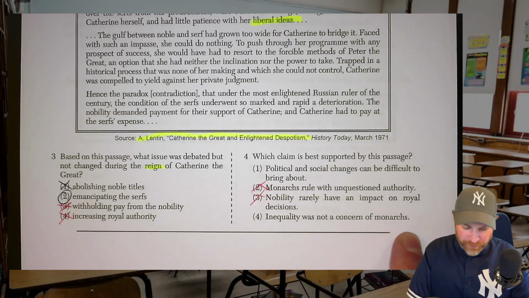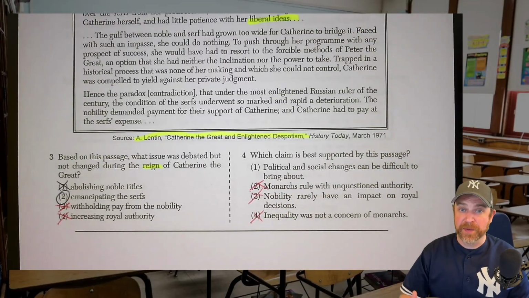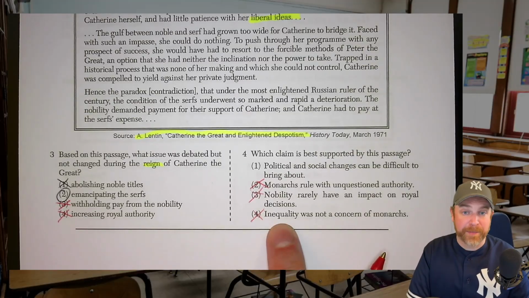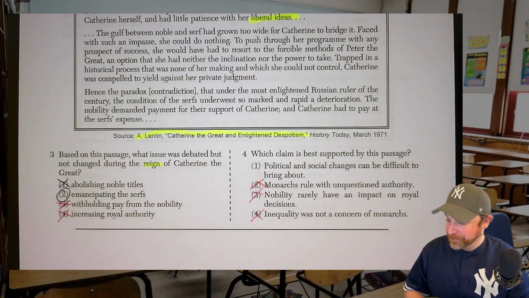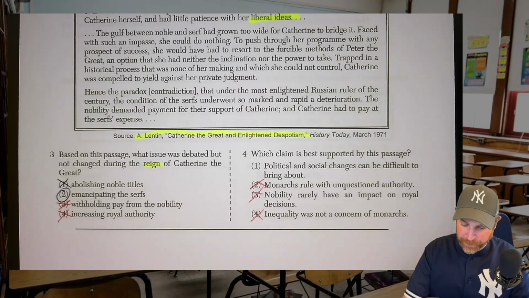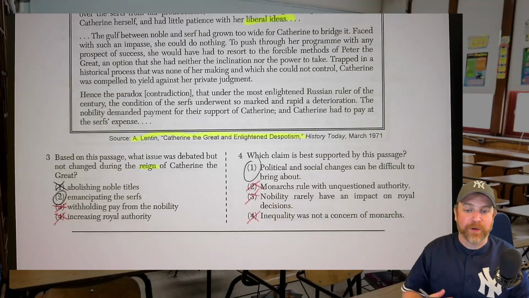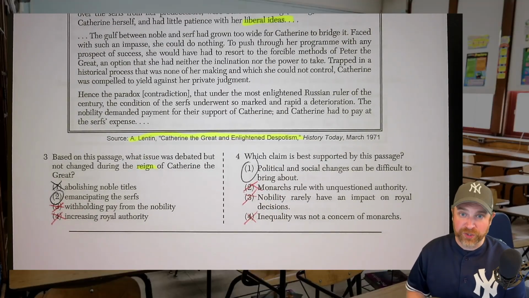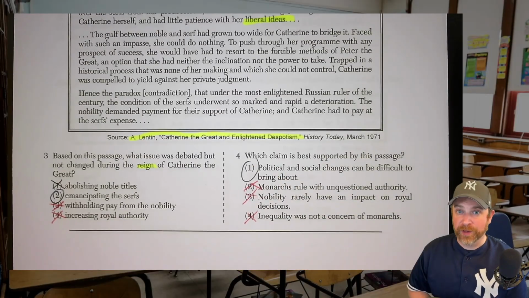Inequality was not a concern of monarchs. No, you cross it off, right? Because she's debating whether or not to free these people. She is concerned about the serfs to some extent, right? So she is concerned about inequality. She just doesn't take any action to figure it out or to stop it. So choice 1 is going to be our answer. Political and social changes can be difficult to bring about, right? She wants the changes. The nobility is preventing her from making those changes. So cross off 2, 3, and 4. Number 1 is your answer for question 4.